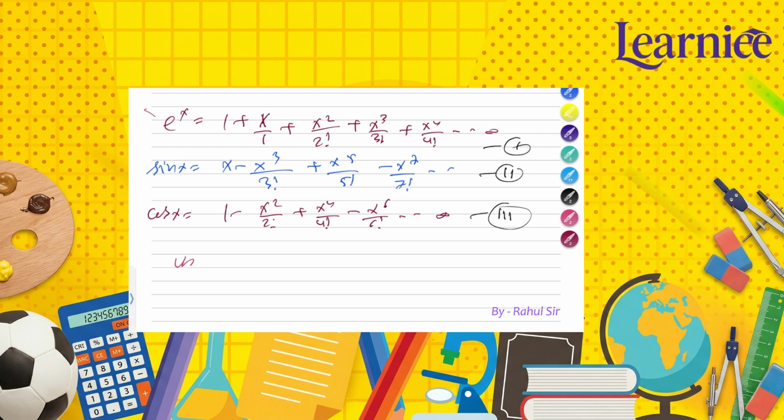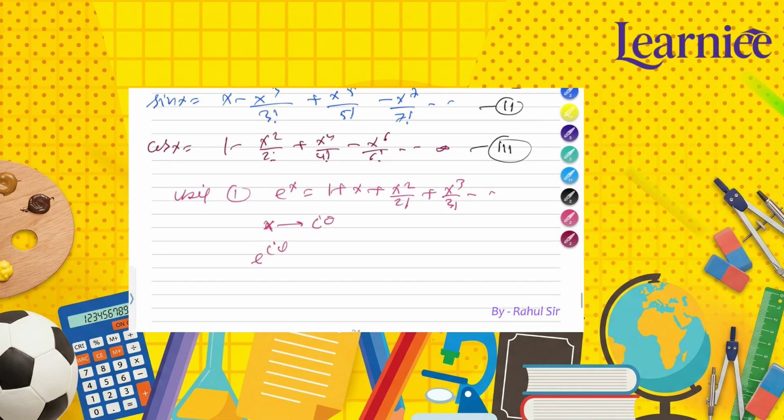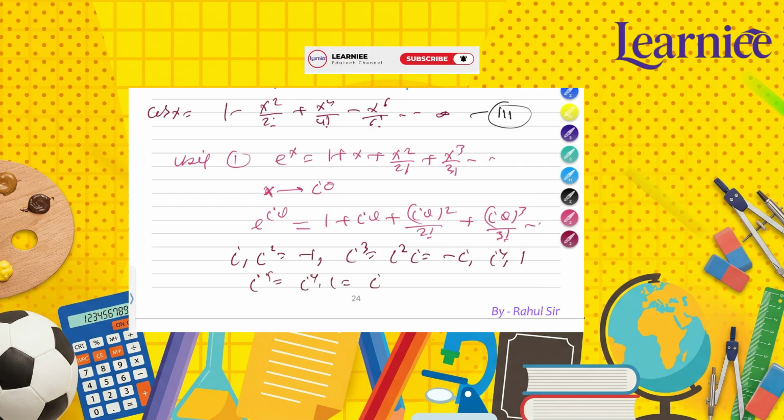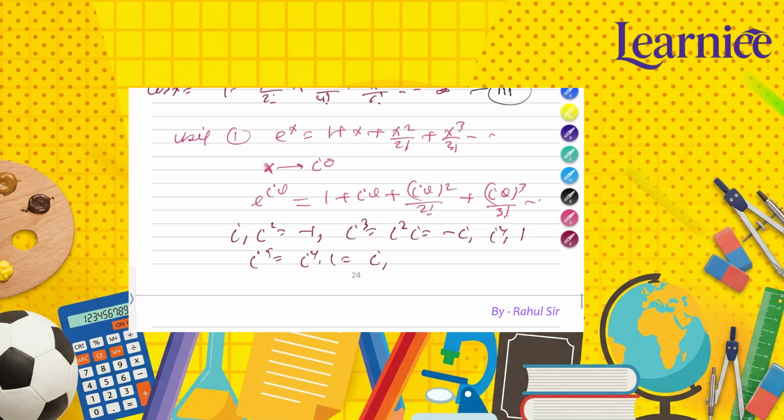Okay, using equation 1, e to the power x is equal to 1 plus x square upon 2 factorial plus x cube upon 3 factorial, and so on. Substituting x equals i theta, I will get e to the power i theta is equal to 1 plus i theta square upon 2 factorial plus i theta cube upon 3 factorial and so on. Here we need to know that i square is minus 1, i cube is equal to i square i, that is minus i, i to the power 4 is 1, similarly i to the power 5 is i to the power 4 times i, that is i, and so on. It goes like this.